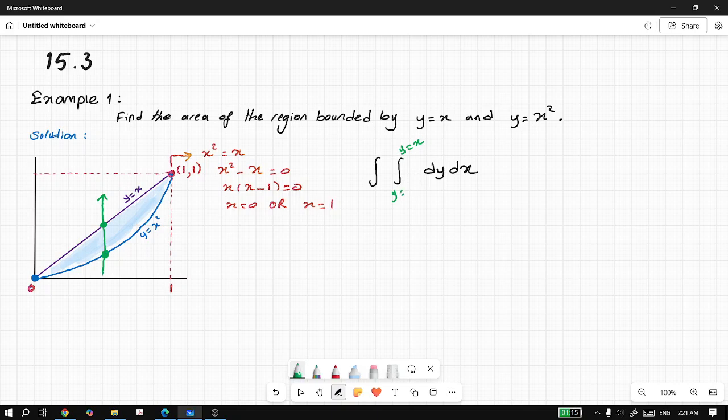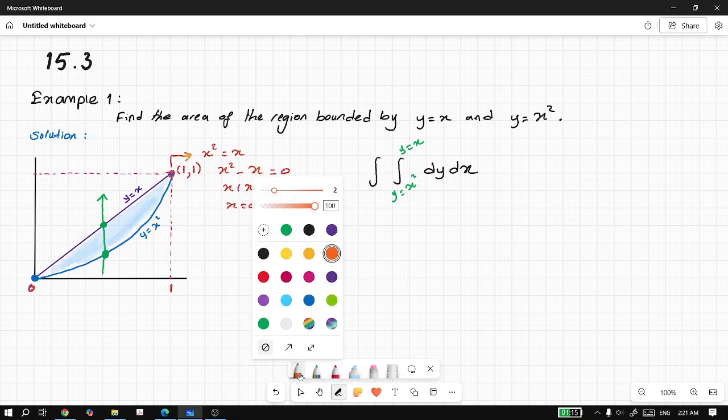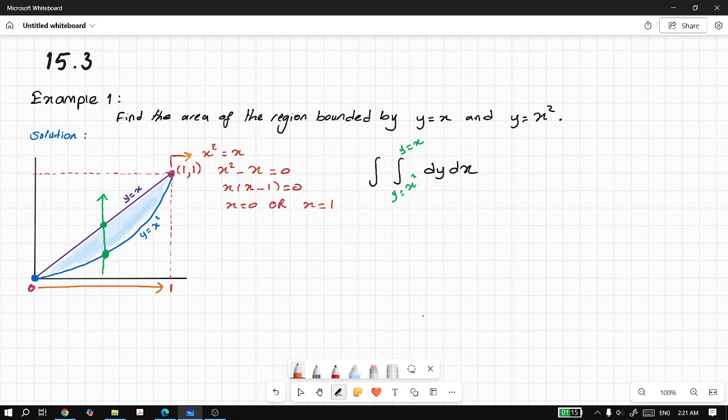Y equal to x squared. For considering the x boundaries, we know that the region that we have got runs from 0 to 1. So here the x that we have got is 0, and the upper limit of x is equal to 1. Now we want to solve this integral.